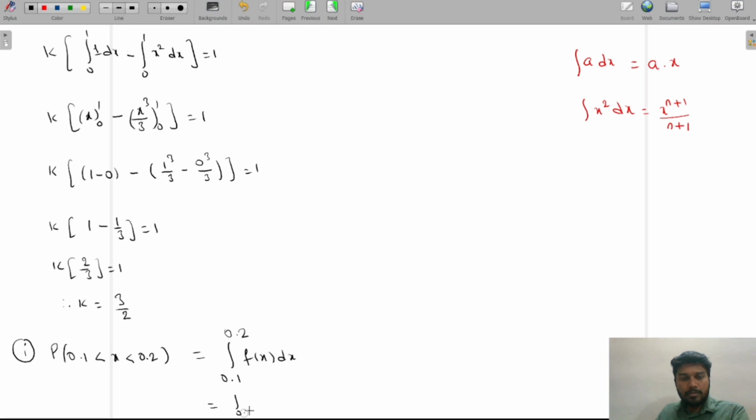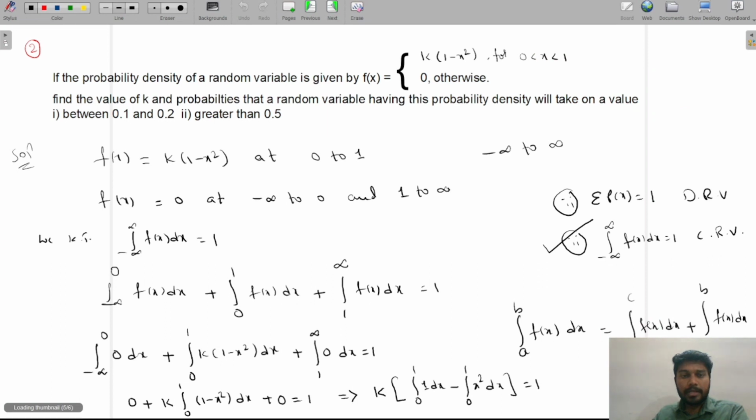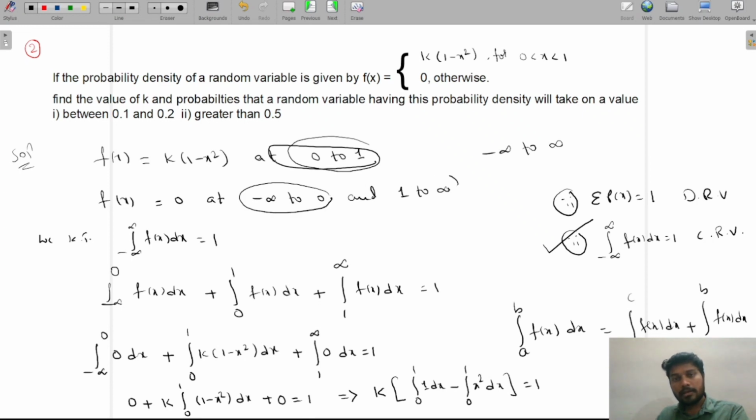Integration 0.1 to 0.2. At these limits, what is the value of f(x)? As for my question, the x values are from 0.1 to 0.2. Is that in 0 to 1, or minus infinity to 0, or from 1 to infinity? Tell me.